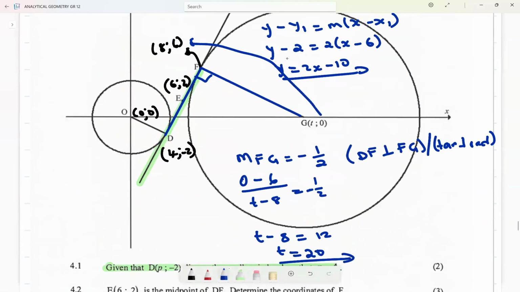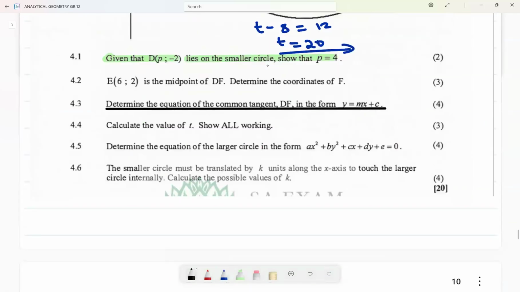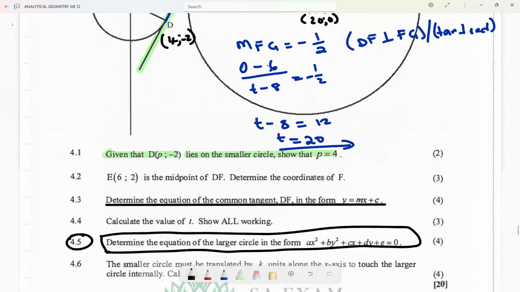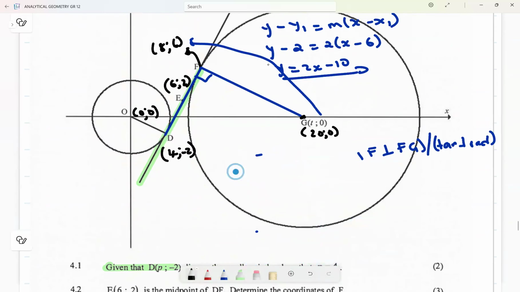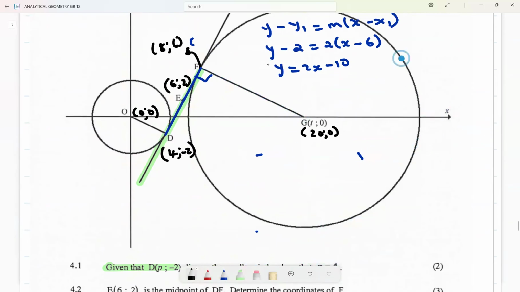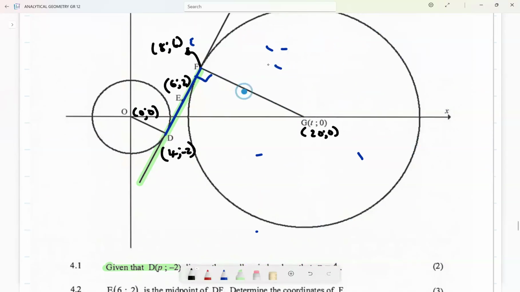So if t is 20, it means this one it is. Okay. Determine the equation of the larger circle in this format. It's nice. Why am I saying it's nice? Because this is the center, and I already know the coordinates of the center, and I know any point on the circumference. I get it, guys. So check. Why am I saying this is beautiful?